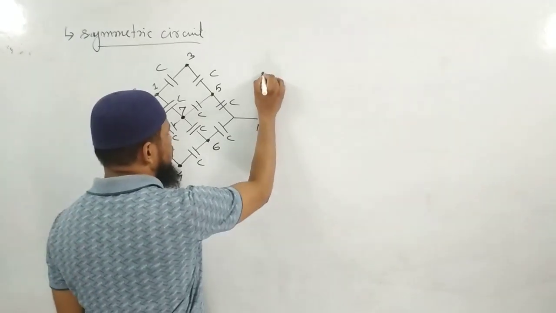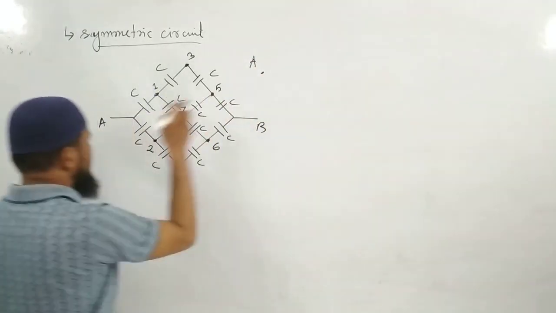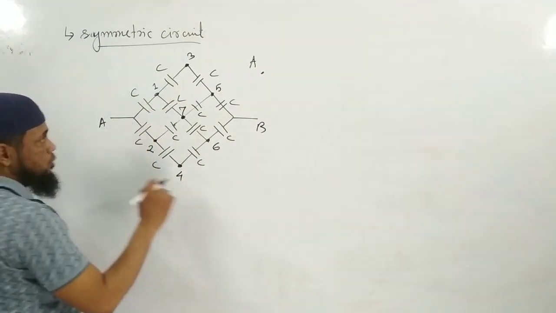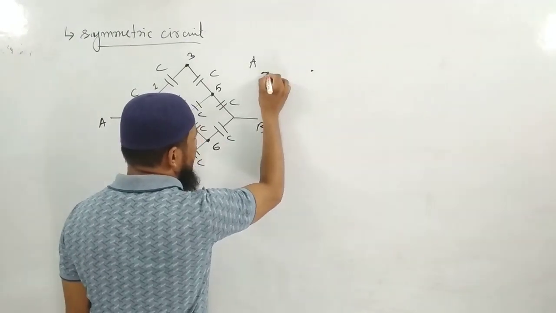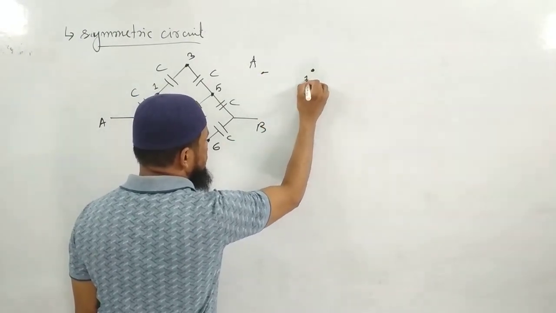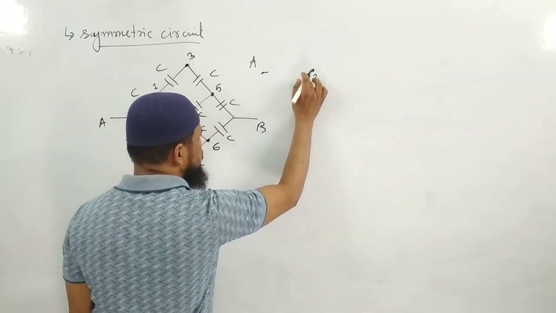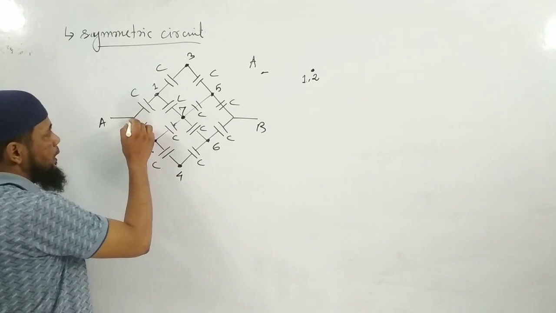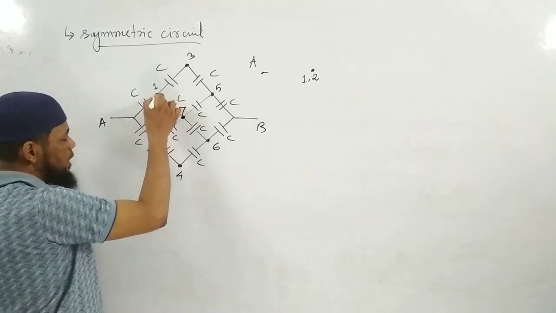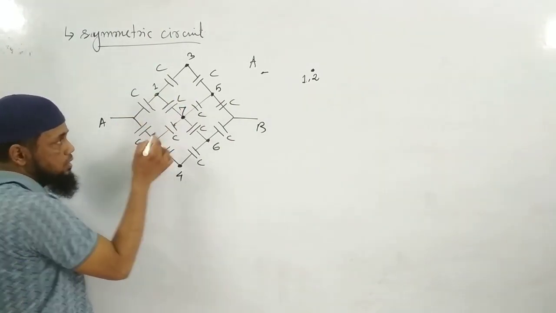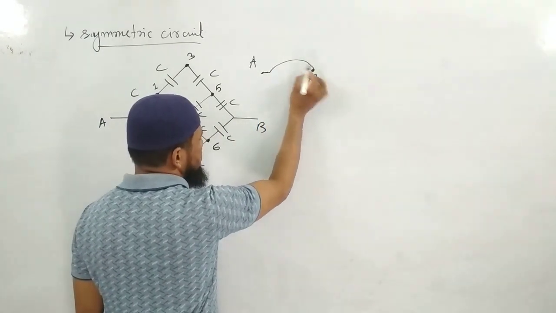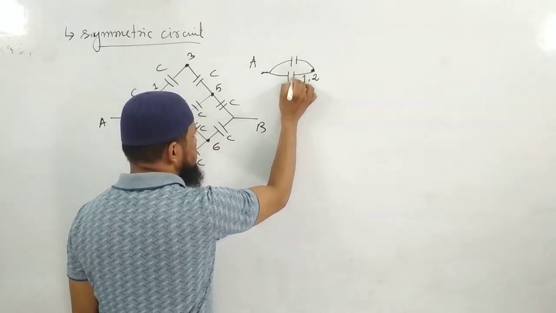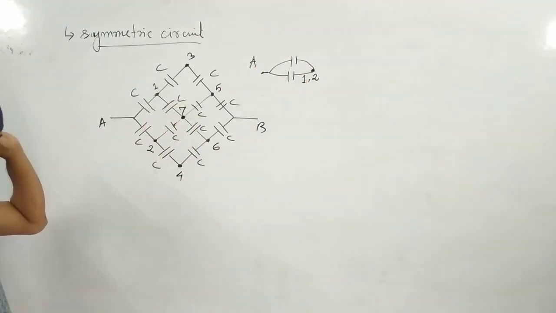The first, let me call A. From A, I'll be joining 1 and 2. Just check carefully. I'll be joining 1 and 2. This is 1 and 2. These 2 points I have joined. If I have joined 1 and 2, then you see from A to 1, one capacitor, from A to 2, another capacitor. This part I have done.